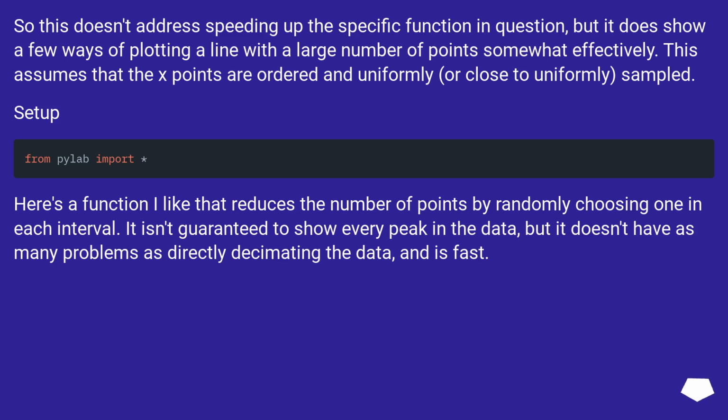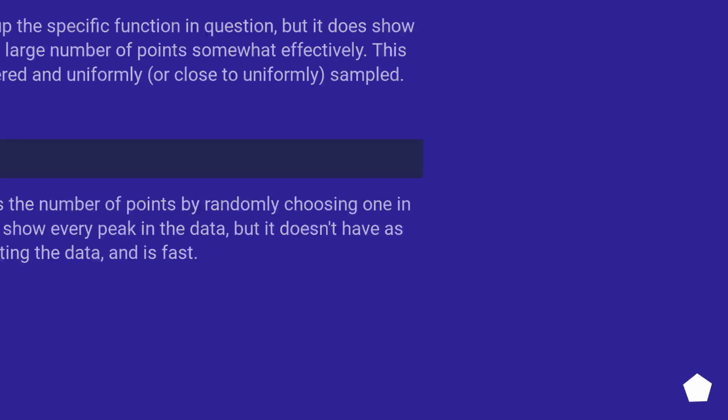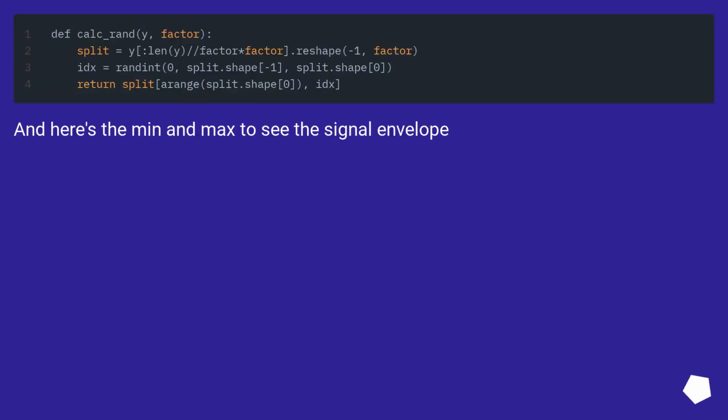Here's a function I like that reduces the number of points by randomly choosing one in each interval. It isn't guaranteed to show every peak in the data, but it doesn't have as many problems as directly decimating the data, and is fast. And here's the min and max to see the signal envelope.